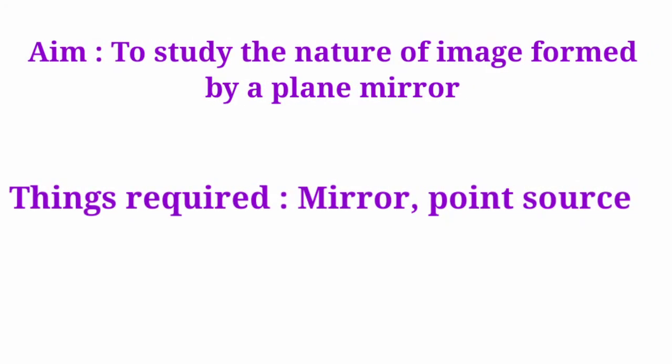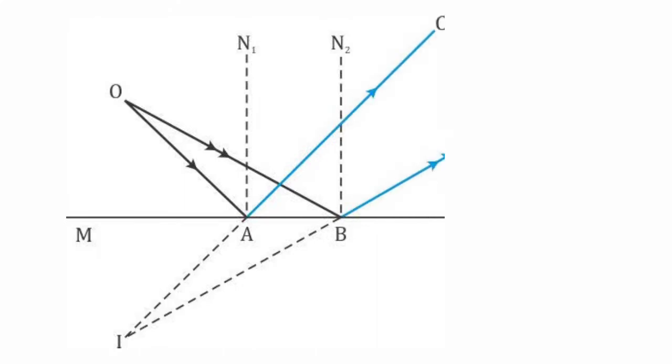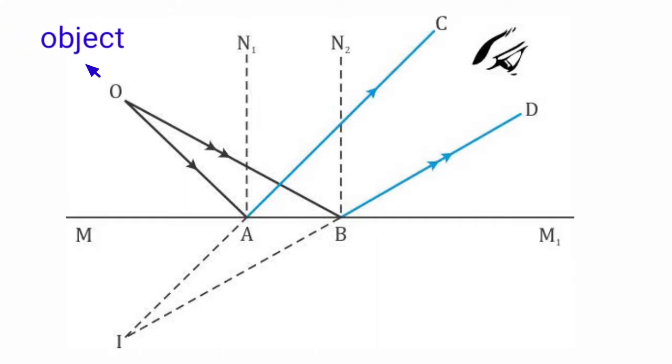The aim of the activity is to study the nature of the image formed by a plane mirror. Look at the diagram and try to understand. This point O is our object, and now we will discuss the process of image formation of this particular object by a plane mirror, that is MM1. MM1 is the plane mirror. Children, first you have to know that to form an image we need at least two rays from the object.